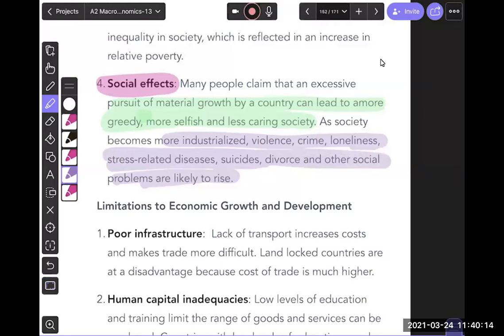Also, because the gap between the rich and the poor is growing, you will see crime and other issues happen, which could be problematic. Make sense? Any questions, guys? Are we good to move on?